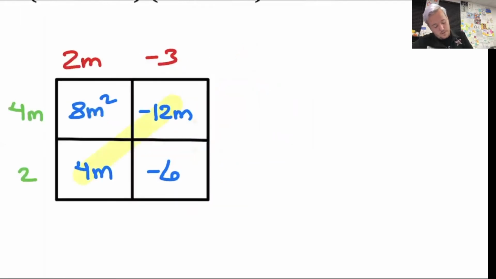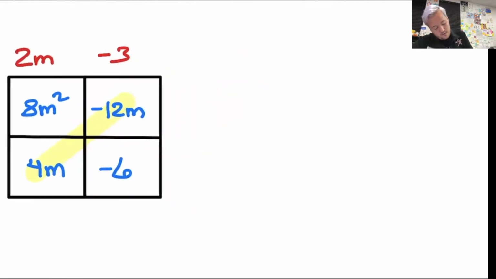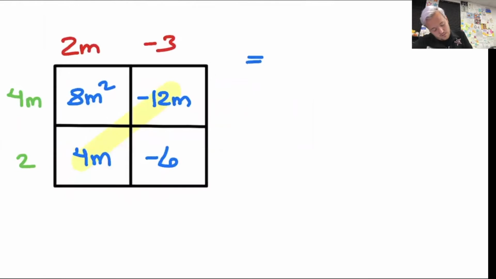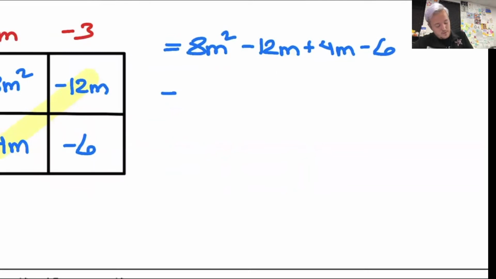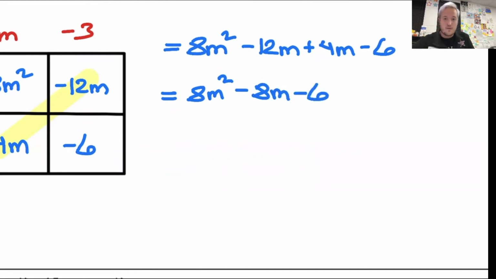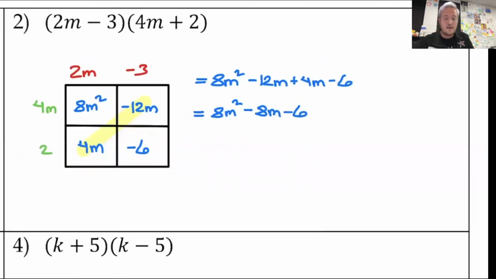All right, so my polynomial here is going to be 8m squared minus 12m plus 4m minus 6. So when I combine like terms, 8m squared minus 8m minus 6.